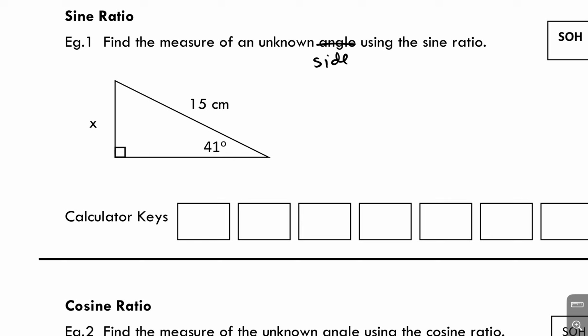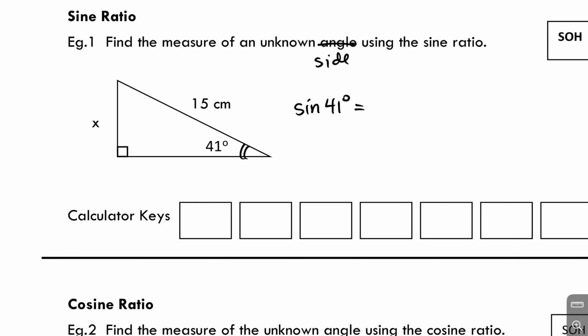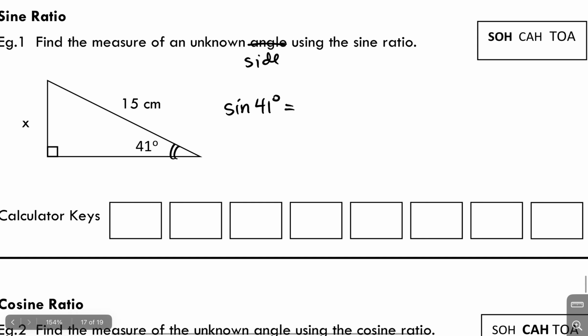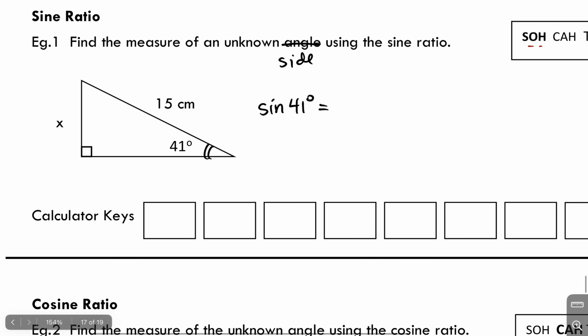So how do we use our trigonometry, sine, cosine, and tangent, to solve some problems? Well, I can write the sine ratio as the sine of 41 degrees. That's going to be a reference angle. And remember, the sine ratio is opposite over hypotenuse. So x here is the opposite side, and the 15 centimeters is the hypotenuse.